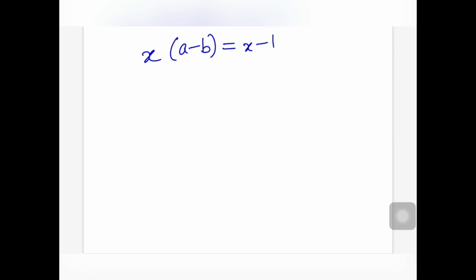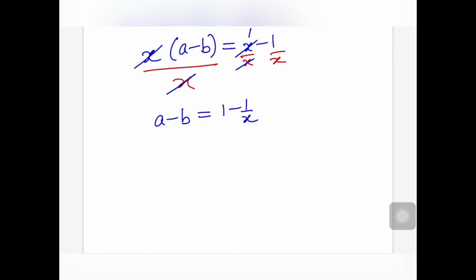But on the left side, I don't want this x because I am keeping x on one side and a and b on the other side. So I am dividing both sides by x here. When we are dividing both sides by x, I am giving x to each and every term here. So I can see that this x will get cancelled and this x will also get cancelled. So now my equation is a minus b equals 1 minus 1 by x. I am taking this as equation number 2.